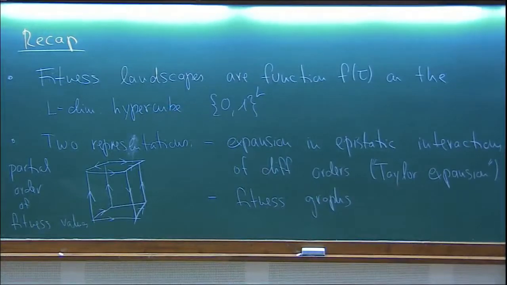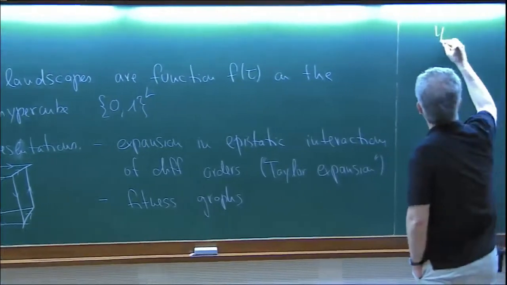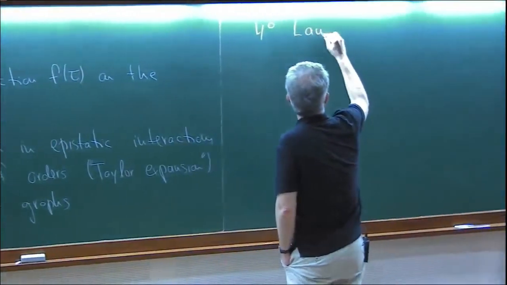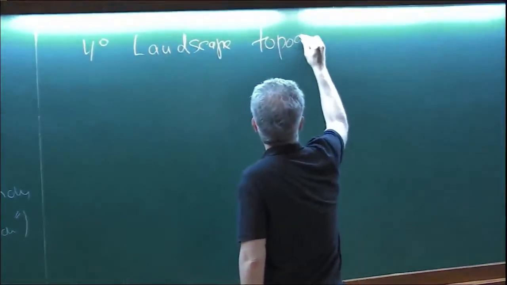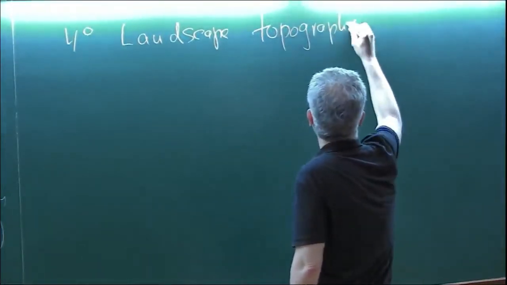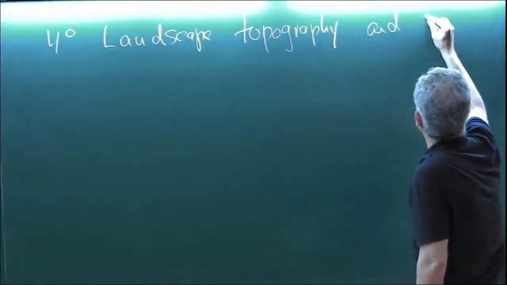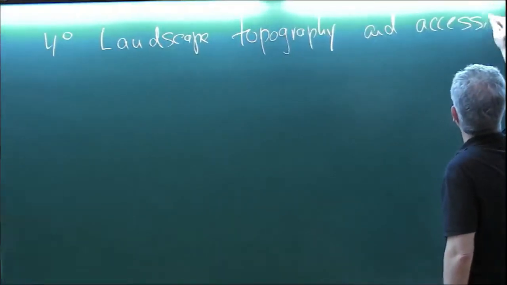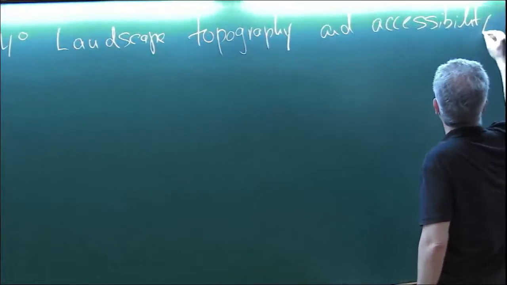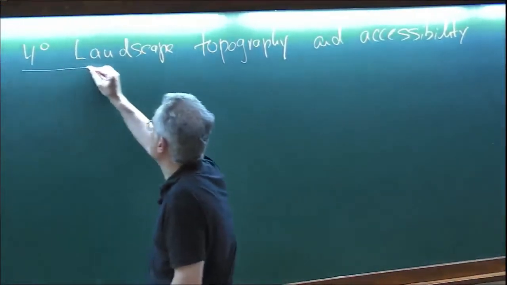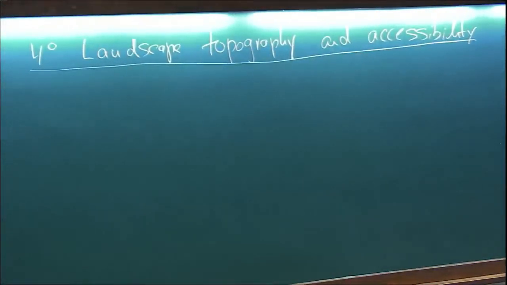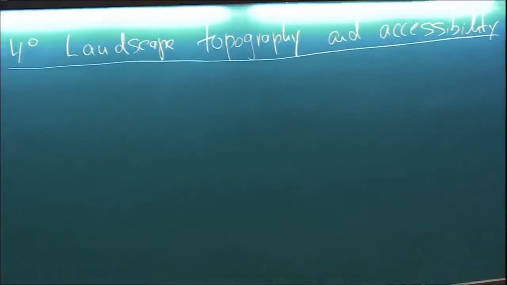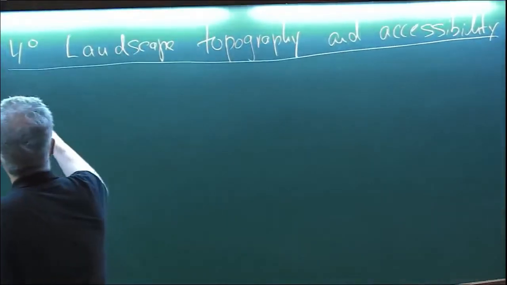So this is the next section, which will be about accessibility of such landscapes. So I call this landscape topography and accessibility. And so before making this more formal, let me just give some motivation. I'll come back to this in more detail tomorrow.